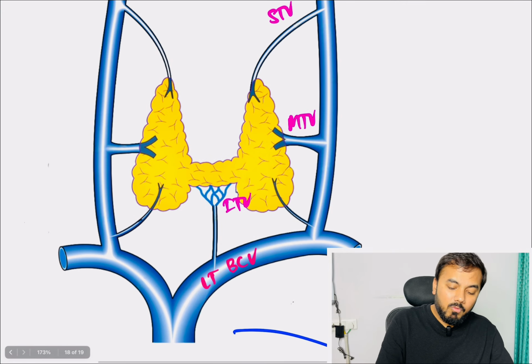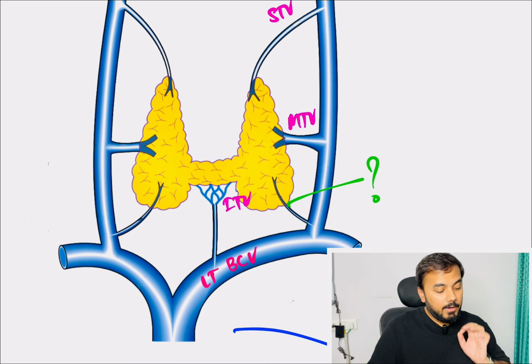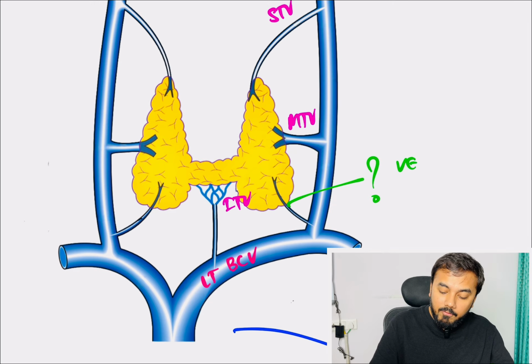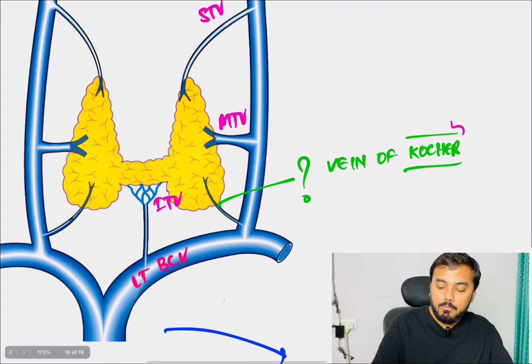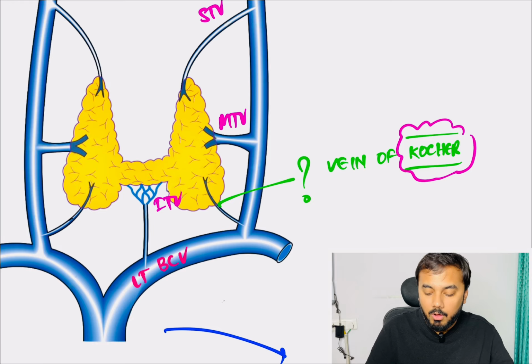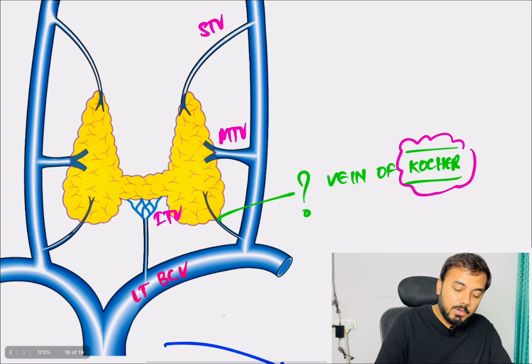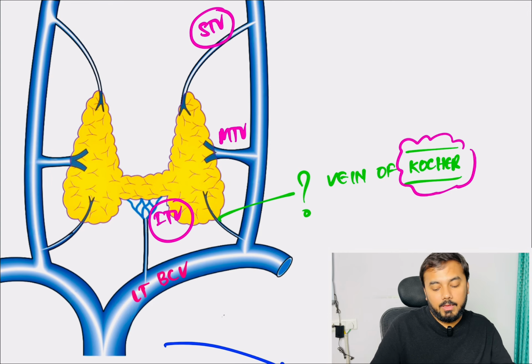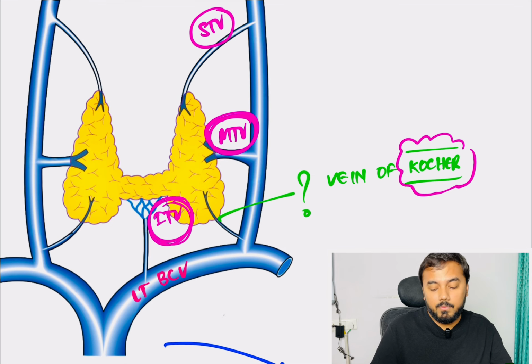Okay, sir, then what is this vein over here? This particular vein over here is called the vein of Goitre. My pronunciation might be wrong, might be right, I don't know, but what I saw, I read it, vein of Goitre. So what is this vein of Goitre? Vein of Goitre is present between the superior thyroid vein and inferior thyroid vein. Okay, I'm sorry. Vein of Goitre is present between the middle thyroid vein as well as the inferior thyroid vein.